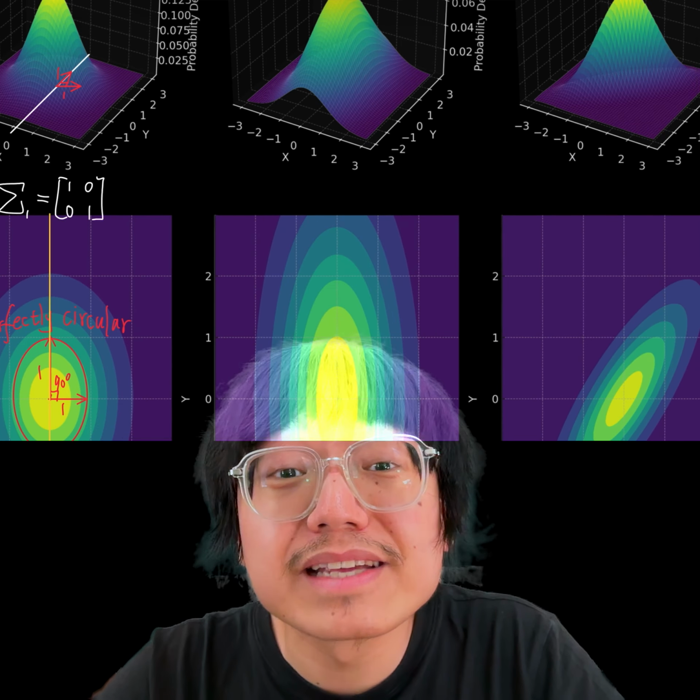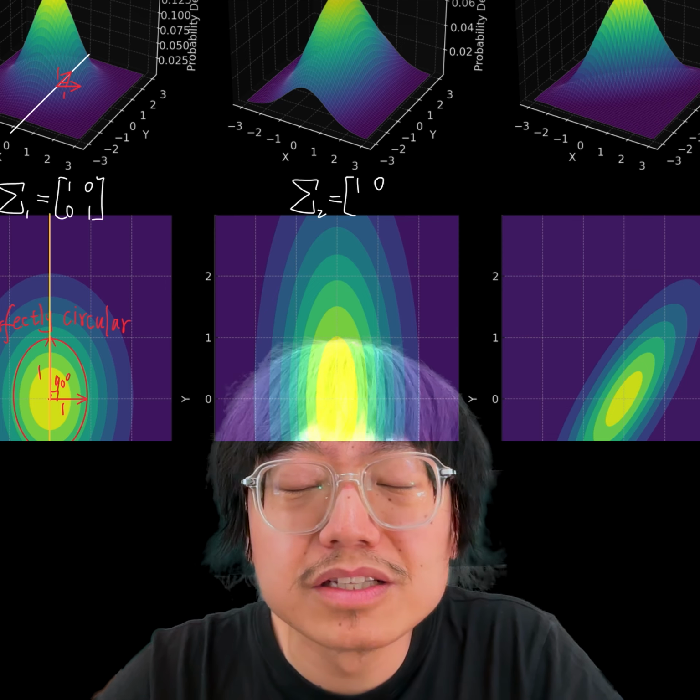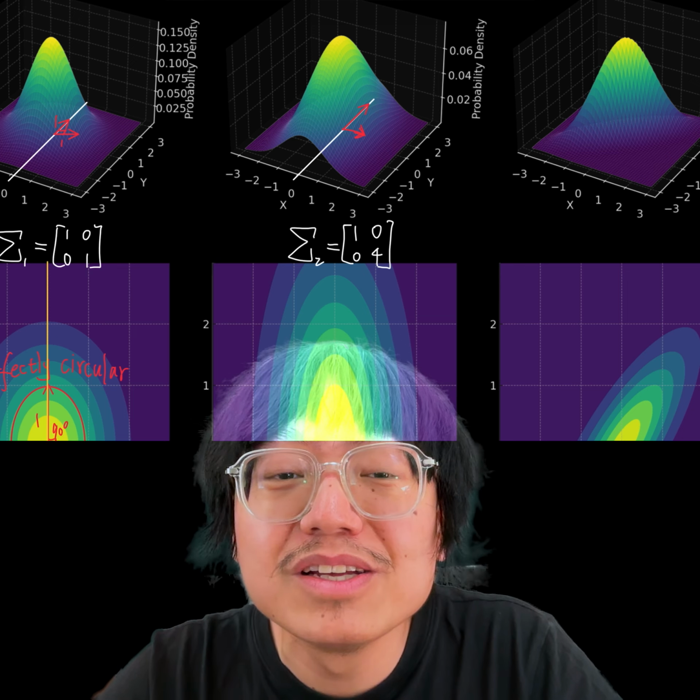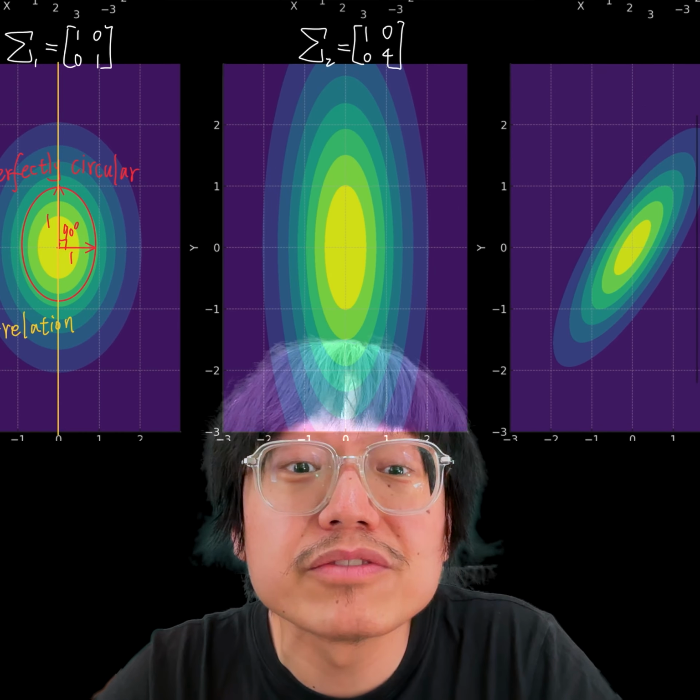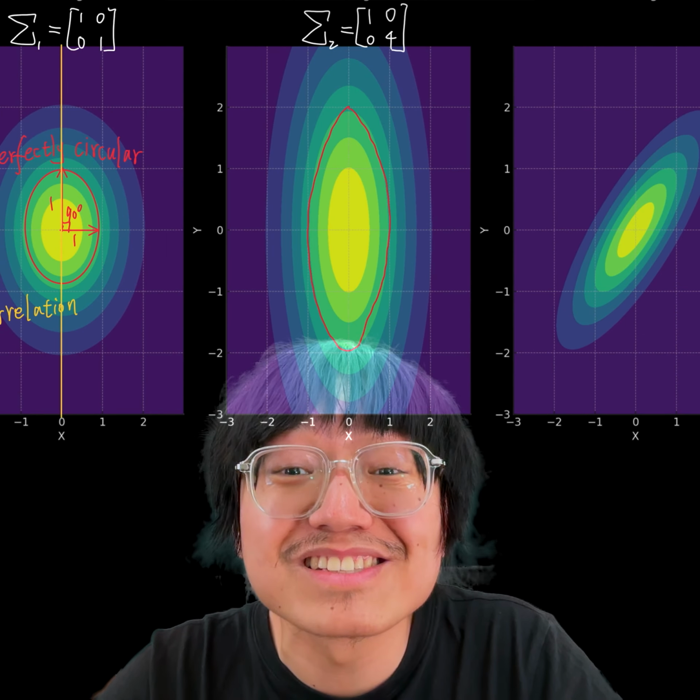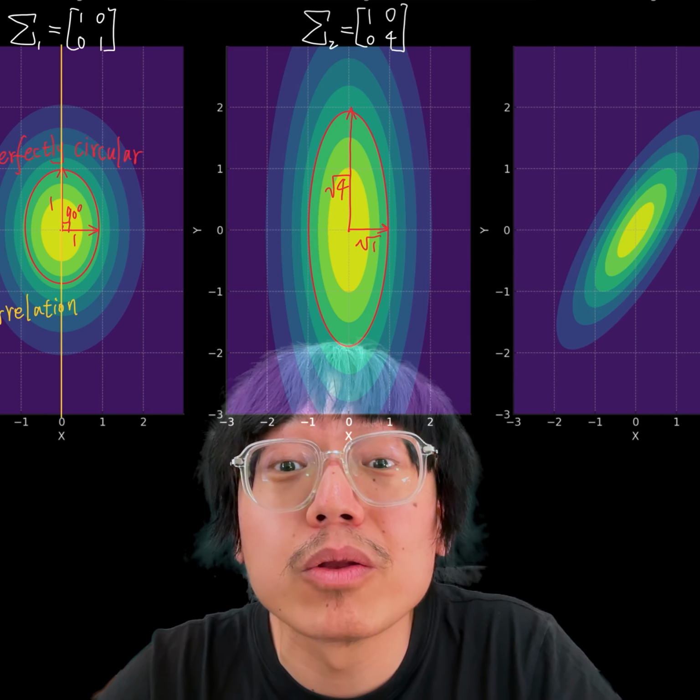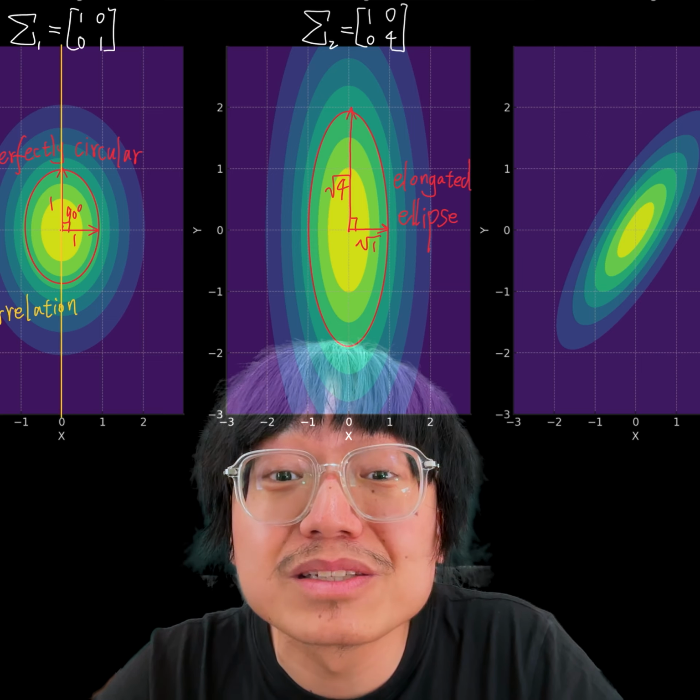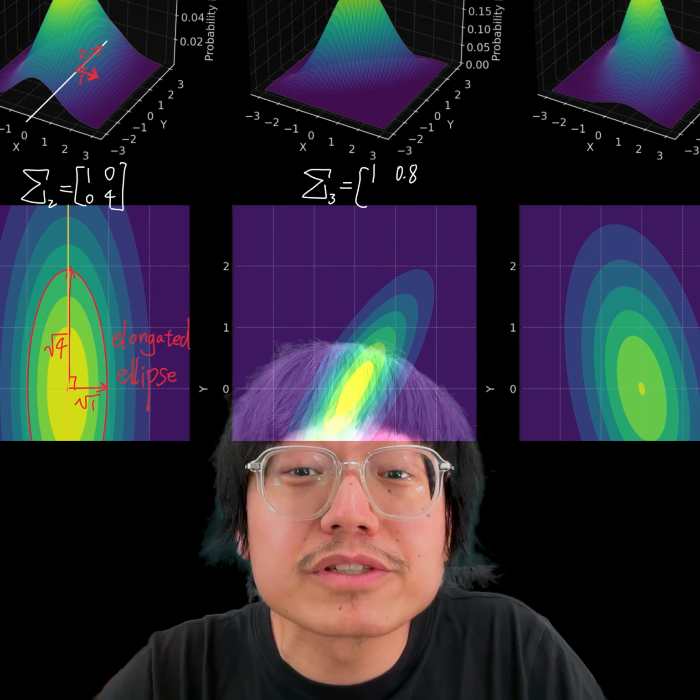In the second scenario, sigma 2 equals the matrix with first row 1, 0 and second row 0, 4, which is still an uncorrelated distribution with axis-aligned contours. These are uncorrelated variables with different variance. The spread along the y-axis is larger because it has a greater variance, which is 4 compared to 1 along the x-axis. So these contours are elongated ellipses, still aligned with the axes, indicating that there's no correlation but different levels of variability in each dimension.